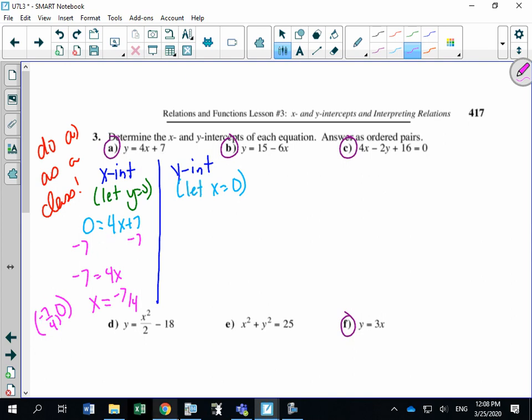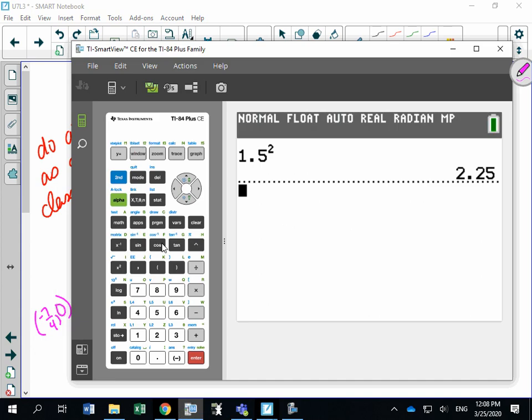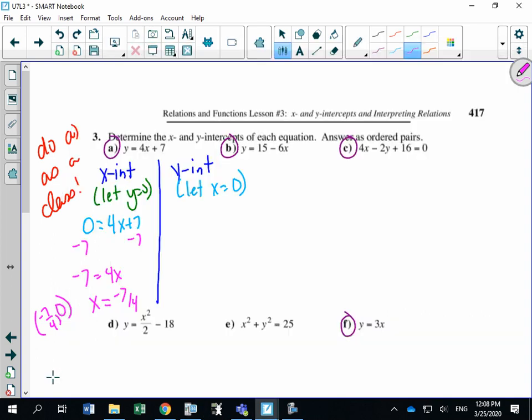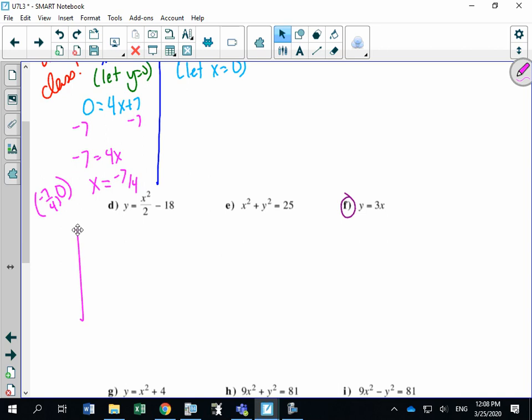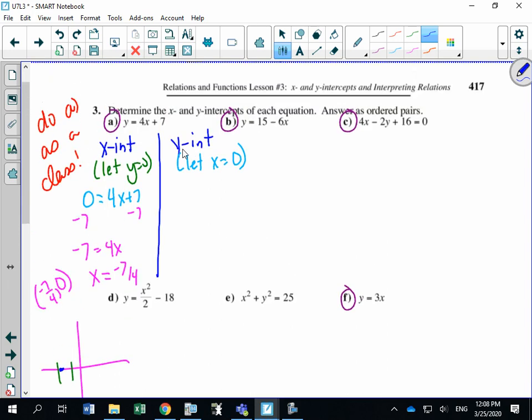It's really hard for students, though, to see, like, well, where is negative 7 over 4? Negative 7 over 4, that's the same thing as negative 1.75. So it's not quite at negative 2, right? If I said plot that, you would say, okay, here's negative 1, negative 2, negative 1.75 might be right about there, okay? And then if we were doing the y-intercept, you let x equal to 0.